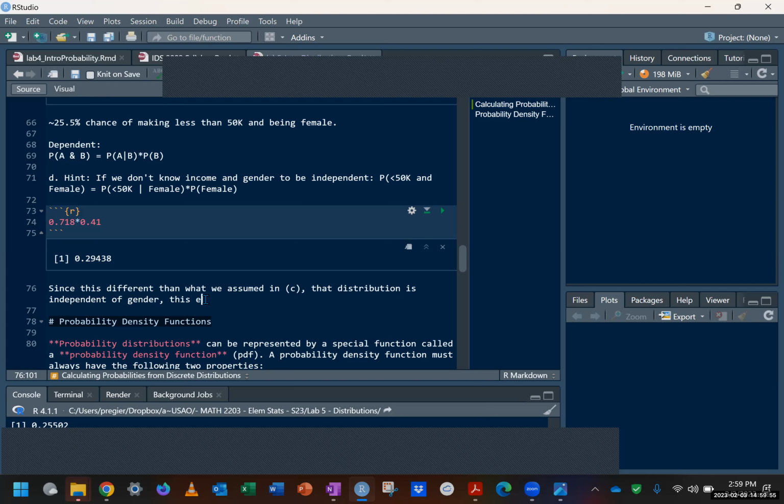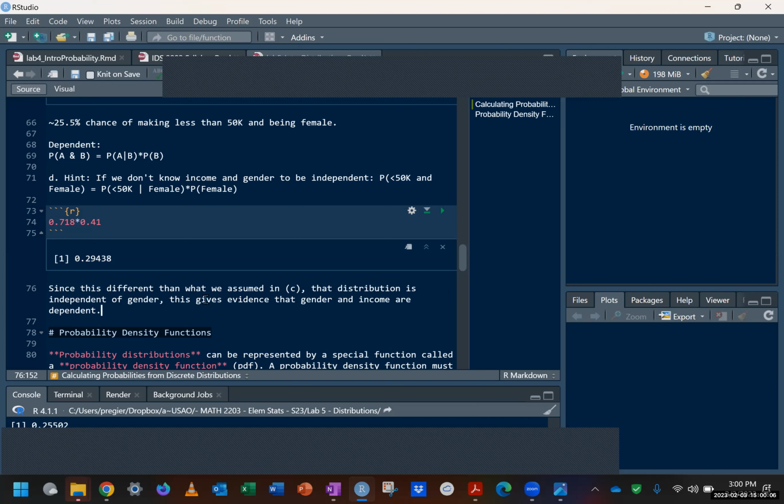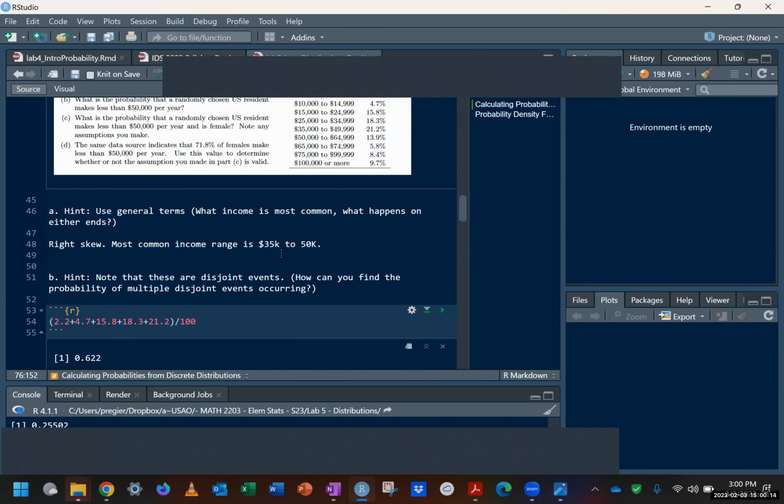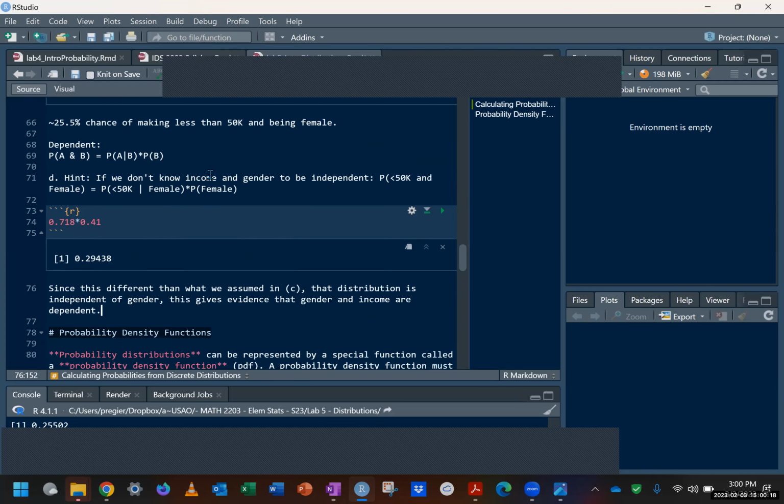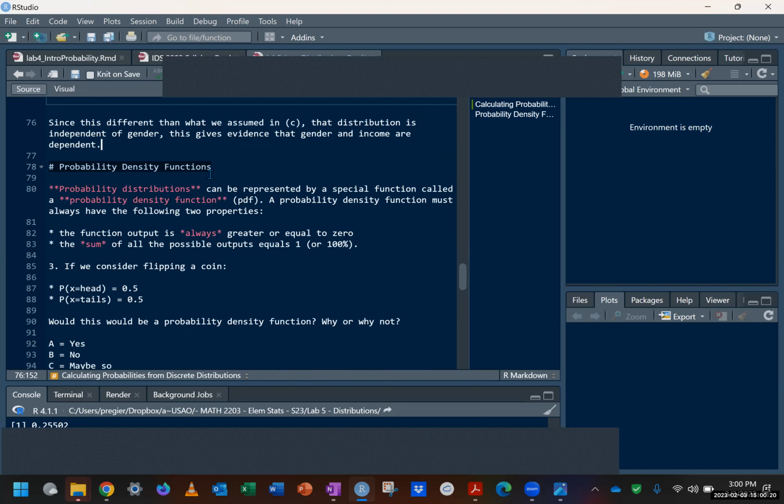So this is evidence that gender and income are dependent. Females are more likely to make less in this data set. It's an interesting result. So that's what we find from this question. This is the kind of analysis you can make now with conditional probabilities, putting that information together in an interesting way.